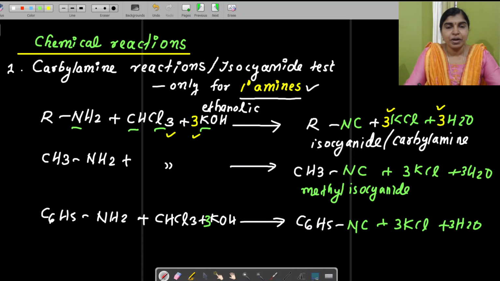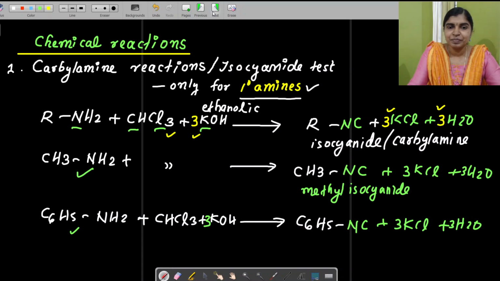So this reaction is only for primary amines. So how will you explain the isocyanide test? Both aromatic and aliphatic primary amines give this reaction. So aliphatic and aromatic primary amines react with chloroform and ethanolic KOH, and isocyanides are obtained. That is the reaction.